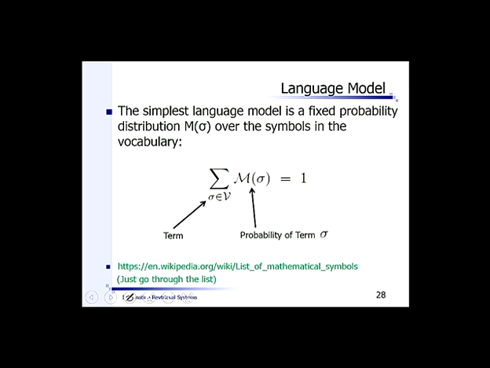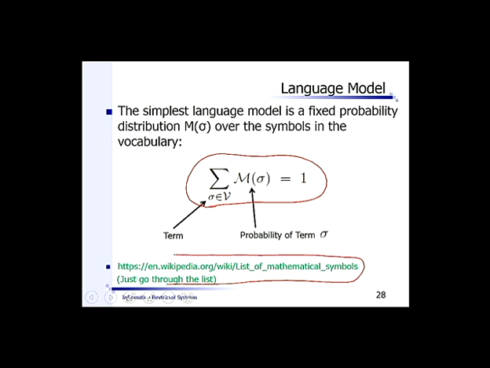The simplest language model is a fixed probability distribution over all the symbols in the vocabulary. Can you read this equation in simple English language? I have given you a link over here for the mathematical symbols. Just go through the list so that you should know which symbol is which. There are many Greek and Latin symbols used in mathematics.